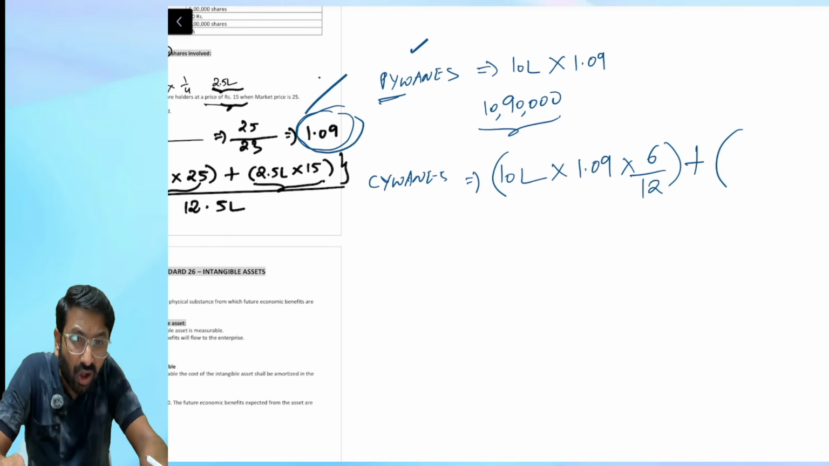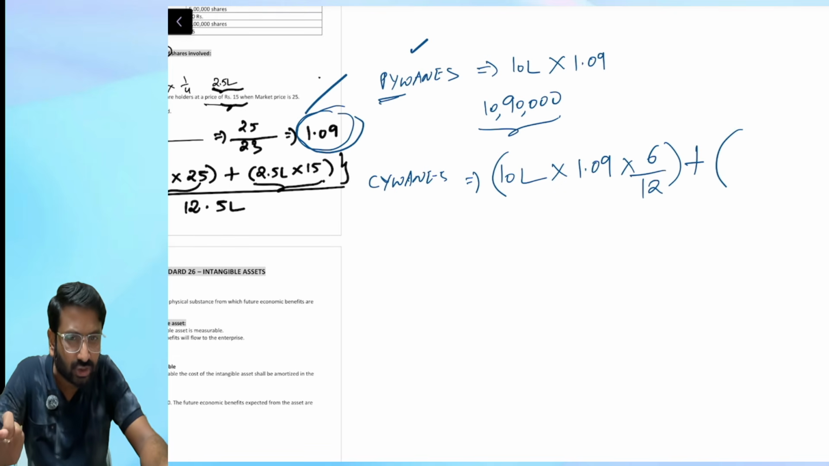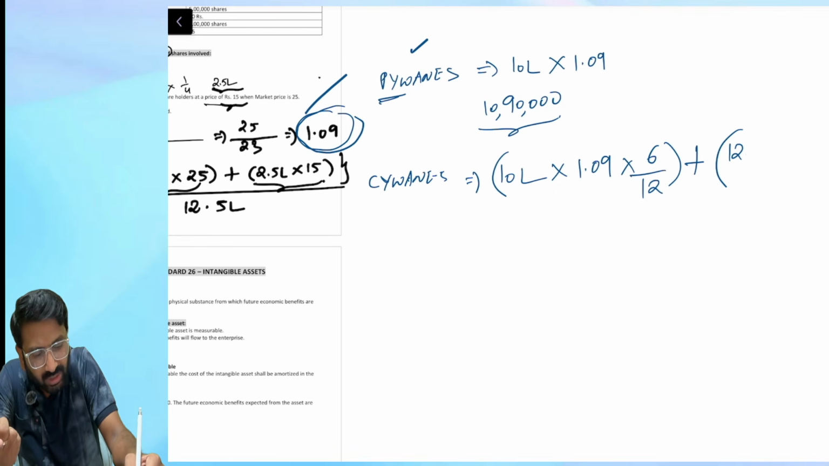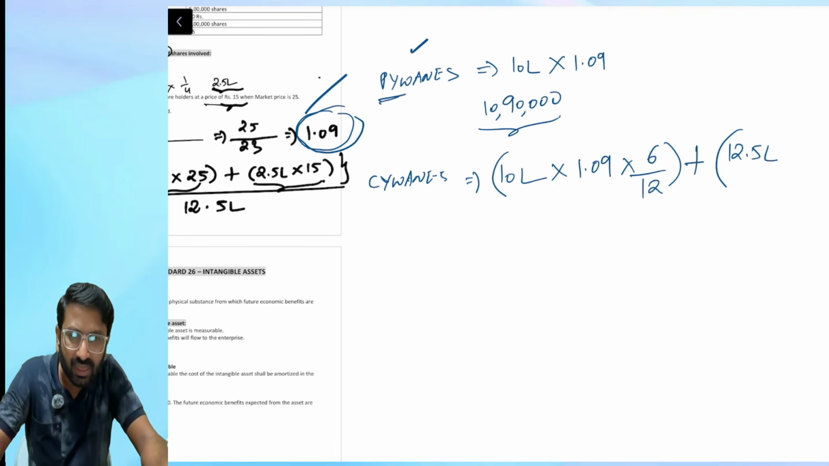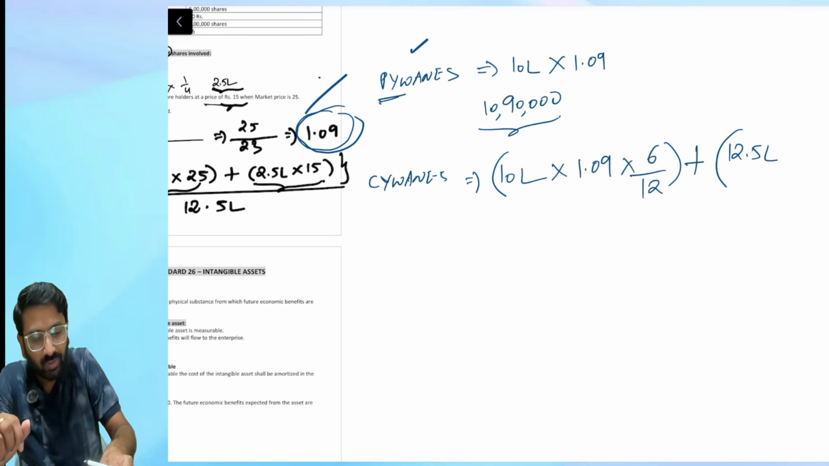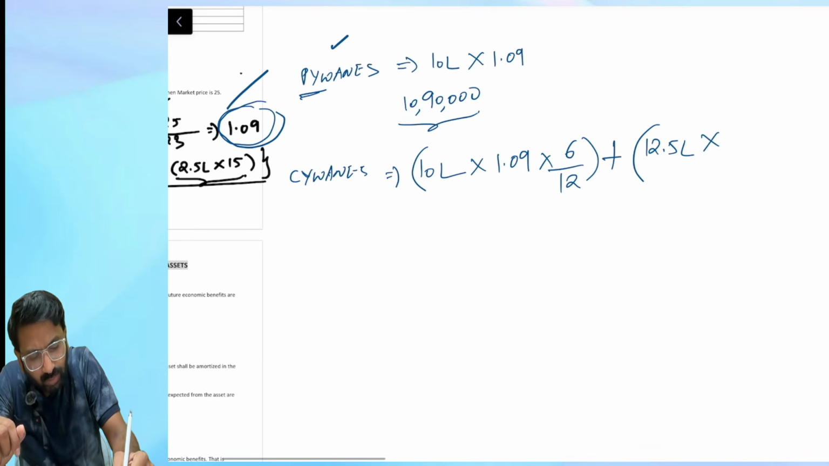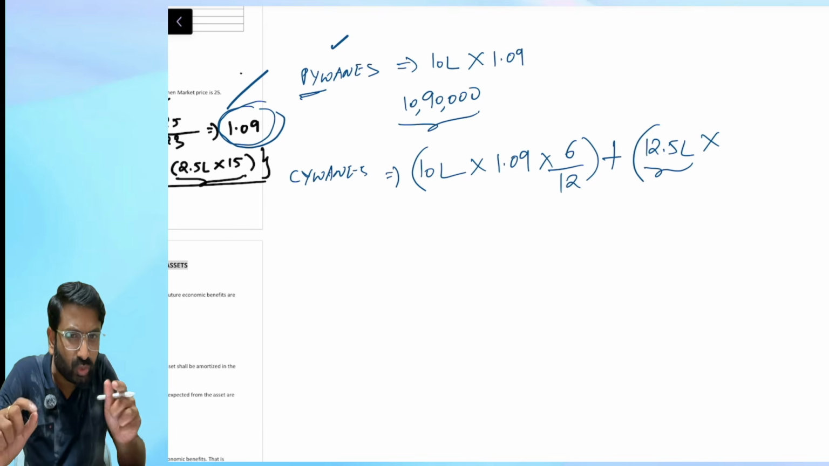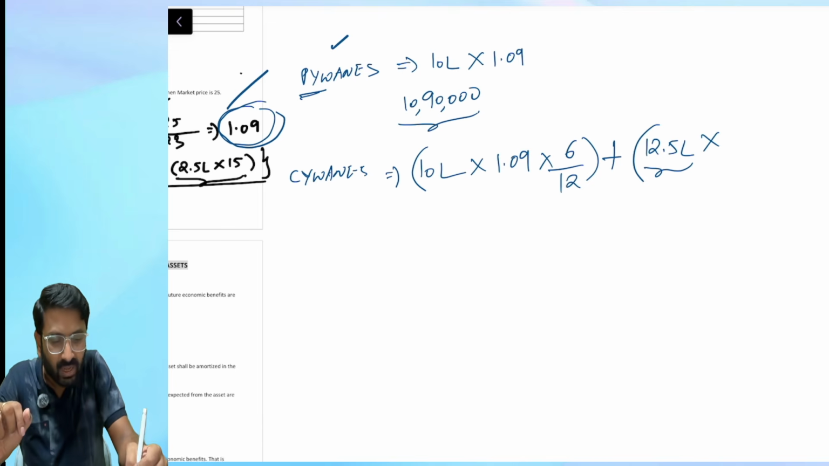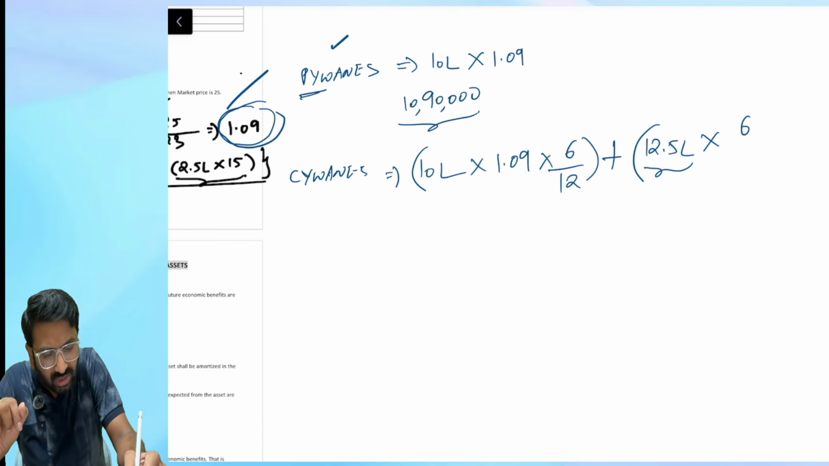Total number of shares after the right issue. So after the right issue, totally how many shares are there? Can I say 12.5 lakh? 10 lakh beginning plus 2.5 lakh extra, 12.5 lakh. Now this 12.5 lakh already includes the right issue, so don't multiply with the bonus element. Into number of months after the bonus issue divided by 12.